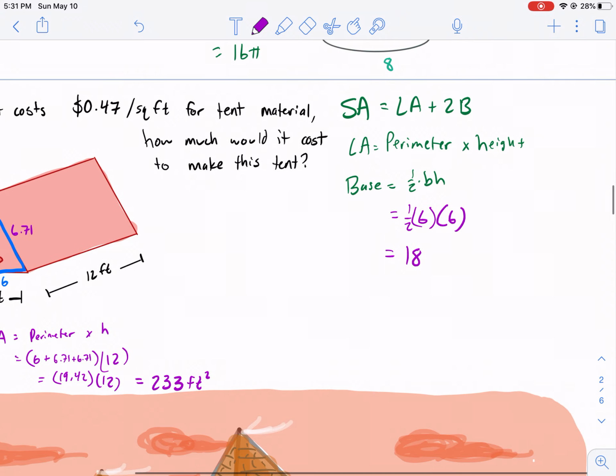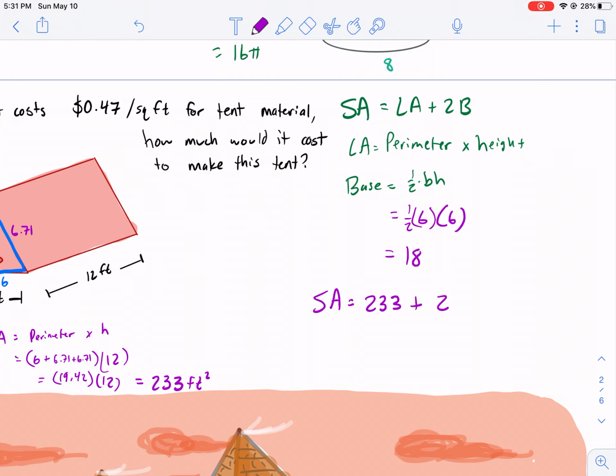And now we're ready for our surface area problem, or formula. So we know the surface area is equal to the lateral area, which we said was 233, plus 2 times the base. The area of the base was 18 feet squared, so we're going to do 2 times 18, which gives us 36. So we 233 plus 36, we get 269 feet squared.